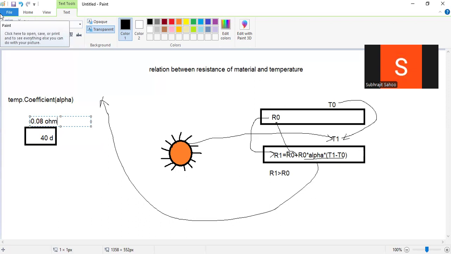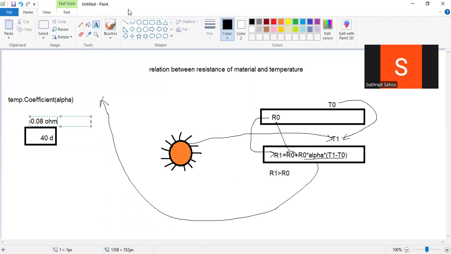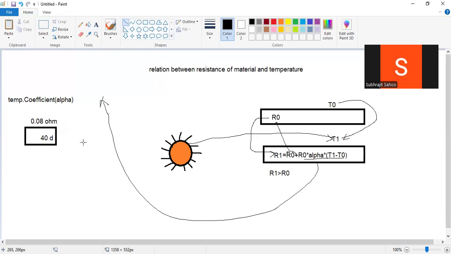Very simple. What you will do is connect the wires here. You give a battery supply, and you connect it like this.